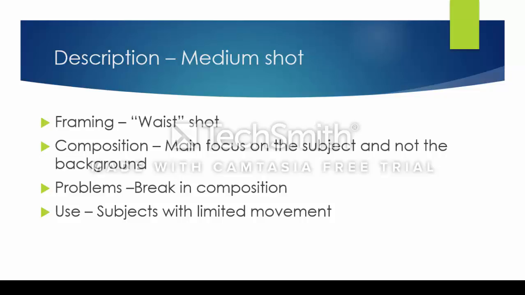The lower frame sits just below the object's waist and elbows, or just above the wrists if the object's arms are down by their sides. This shot is also known as the waist shot. Composition for this shot: the subject, and not the background, is the main focus of the scene.